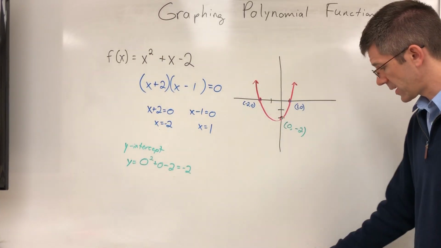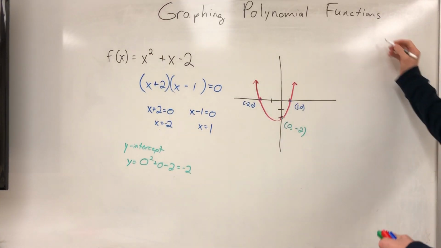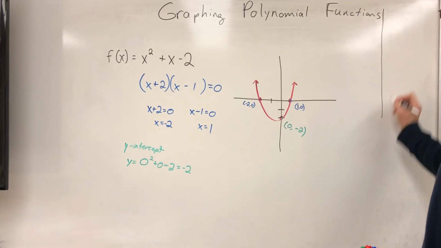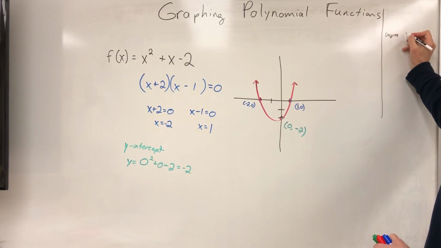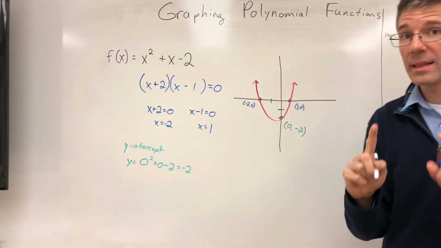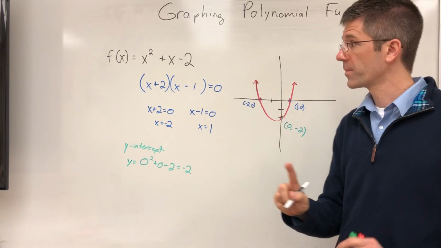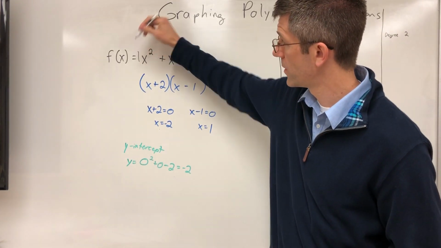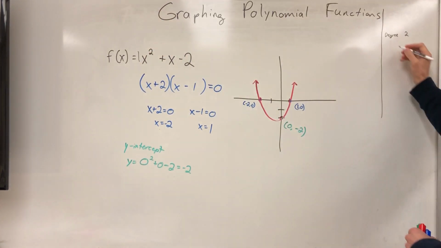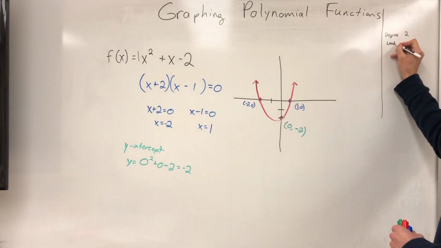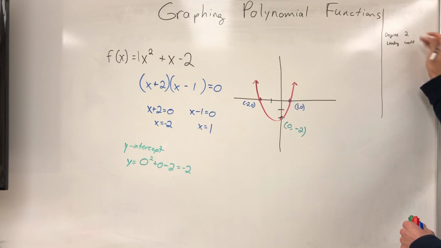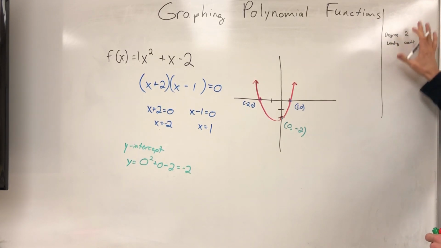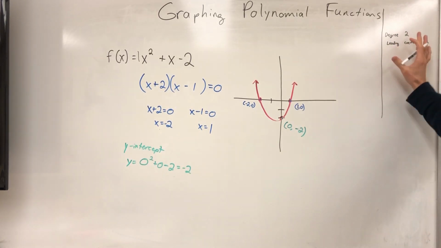And I'm going to start making a list. It's going to be in tiny little letters over here, but I'm going to start making a list. So when my degree was 2, and my leading coefficient, which is 1, is positive, leading coefficient. Now, you don't have to write this part down. Don't worry about this over here. So if you're writing this, I apologize. You don't have to write this yet.